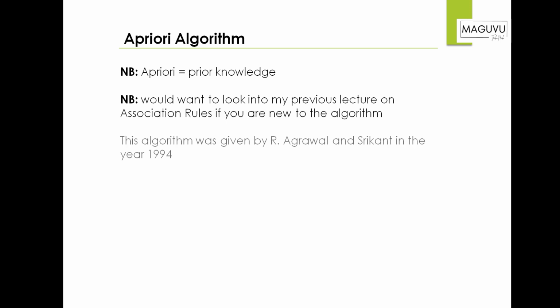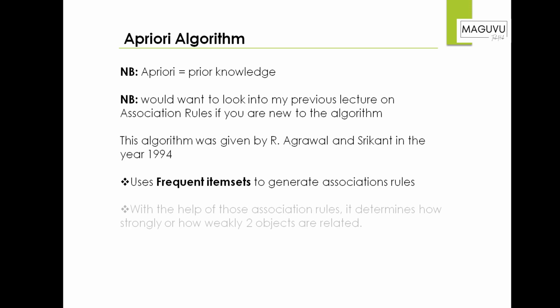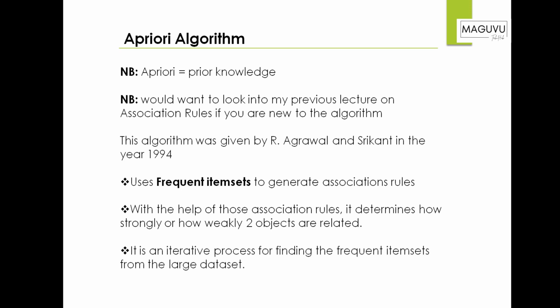The a priori algorithm was given by Agrawal and Srikant in 1994. It makes use of the frequent item sets to generate association rules. With the help of these association rules, it determines how strong or how weak two objects are related. The a priori algorithm is an iterative process of finding the frequent item sets from a large data set.